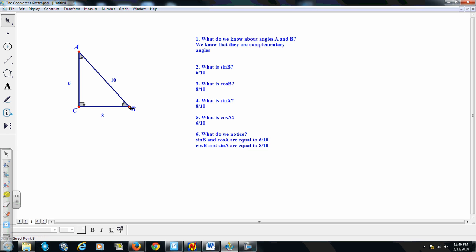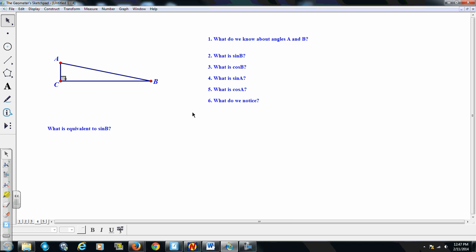The reason why is because when we change the way we look at the triangle, these two switch. When I'm looking at B here, 6 is my opposite and 8 is my adjacent. But when I go up here to A, they switch. 8 becomes my opposite and 6 becomes my adjacent. Therefore, the sine of one angle is equivalent to the cosine of the other angle.